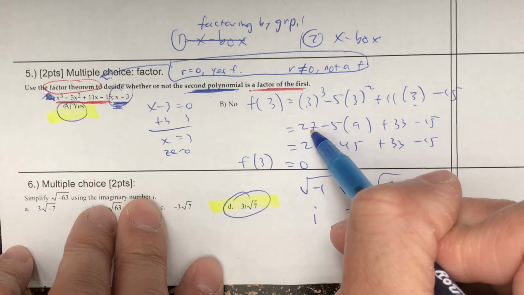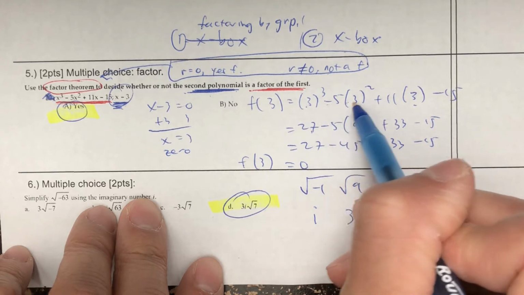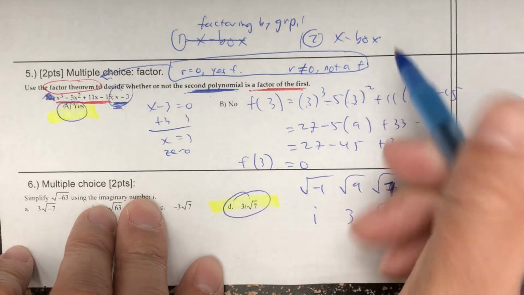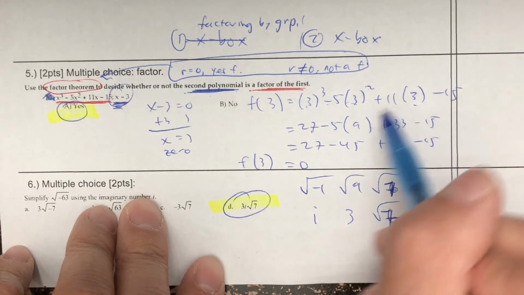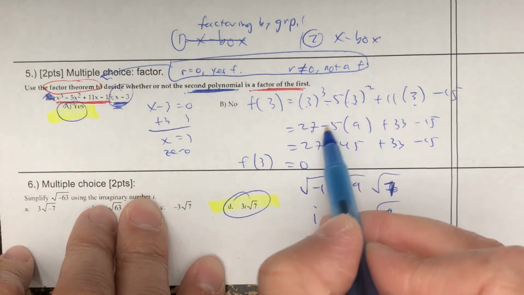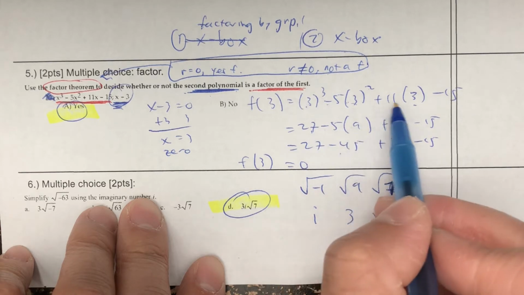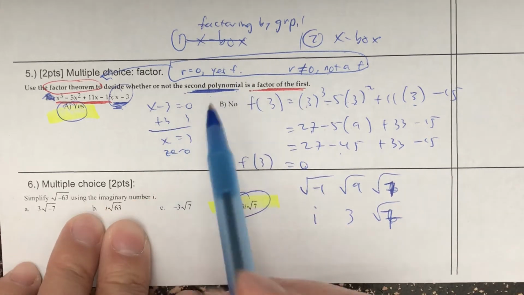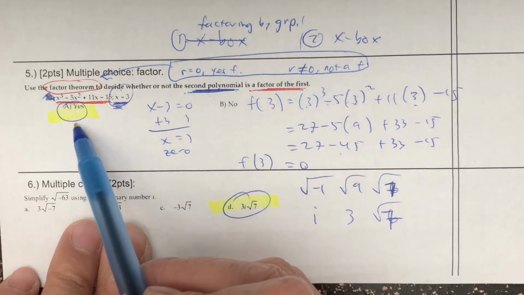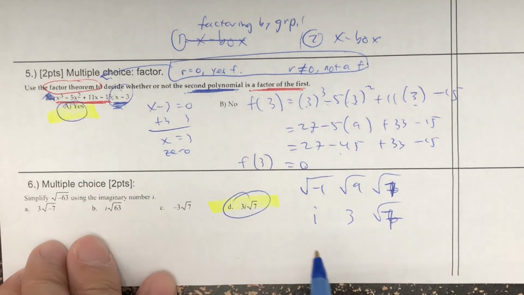3 squared is 27. Remember not to do multiplying here. You have to do order of operations, exponents, so that would be 9. And then you can just multiply, so that would give you negative 45, because that's a negative 5 times 9, 33. And if you add all those together, you will get 0. So the answer is yes, it is a factor.